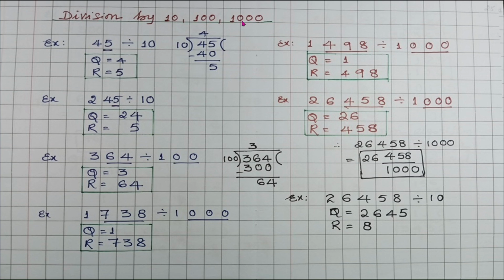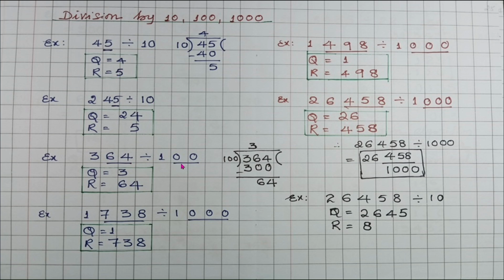Now division by 10, 100, and 1000. We have learned what happens when we multiply by 10, 100 and 1000. Here we are learning what happens to a number when divided by 10, 100 and 1000. See, 45 when I divide by 10, definitely I get the quotient as 4 and the remainder as 5. When I divide 245 by 10, I get the quotient as 24 and the remainder as 5. I have underlined here. So 10 means one digit will be the remainder.